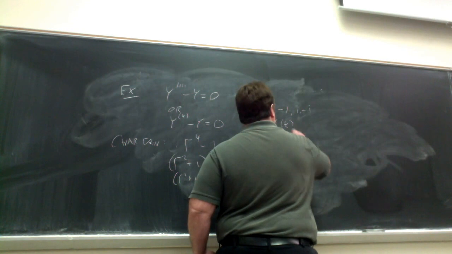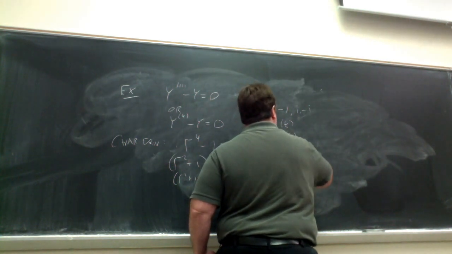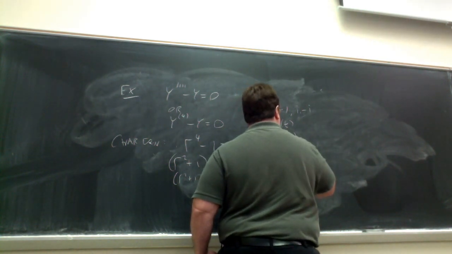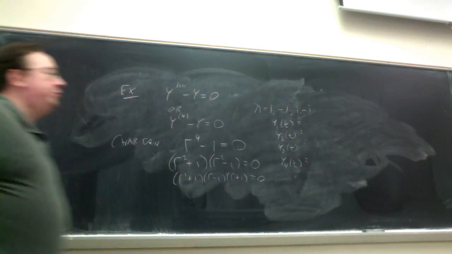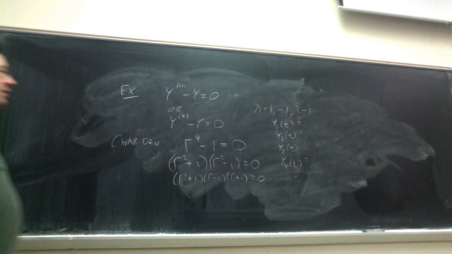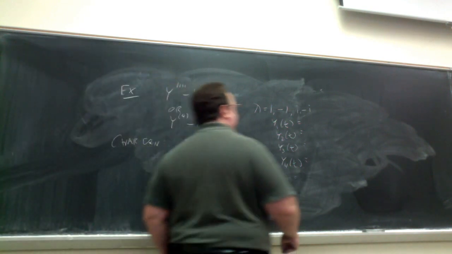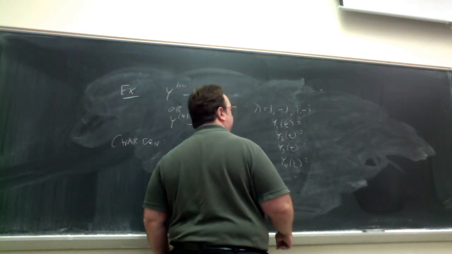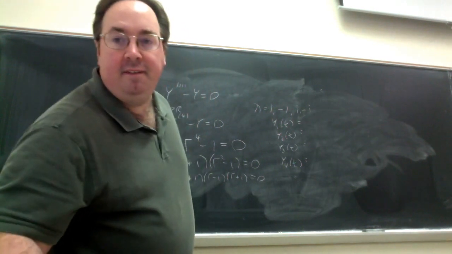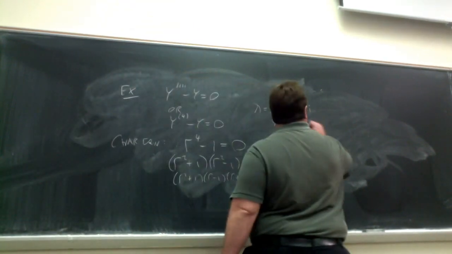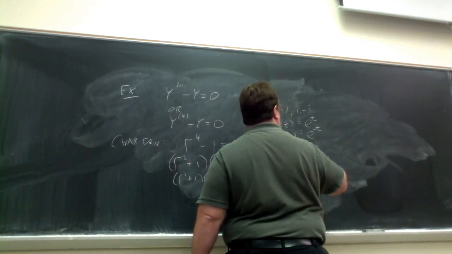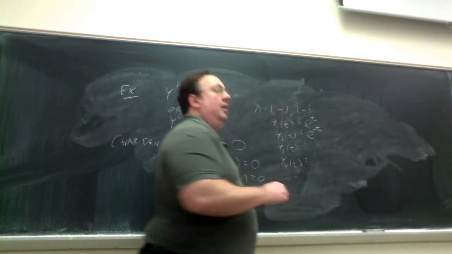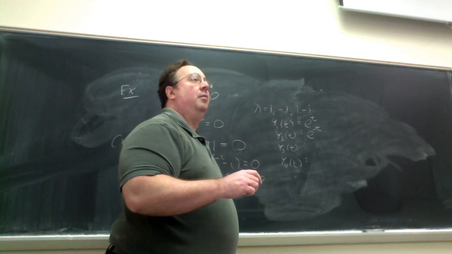So y1, y2, y3, y4. What would the solutions be in this case? e to the t, e to the negative t, and then, e to the, cosine.